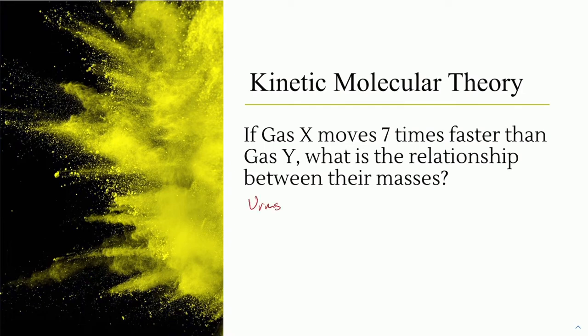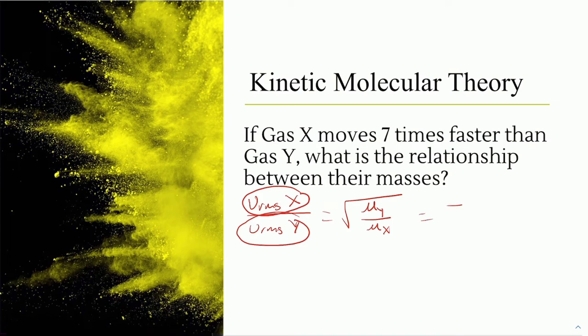The URMS speed of one gas, we'll say this is gas X, compared to the URMS speed of another gas, which we'll say is Y, is equal to the square root of the inverse of their molar masses. So in this case, it would be the molar mass of Y over the molar mass of gas X. Now what they've said is that this speed is 7 times faster than this speed. So I'm going to set this equal to 7 over 1, as if this was 7 and this was 1 down here.